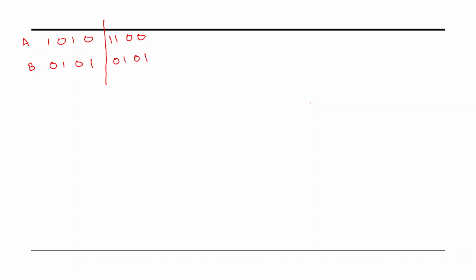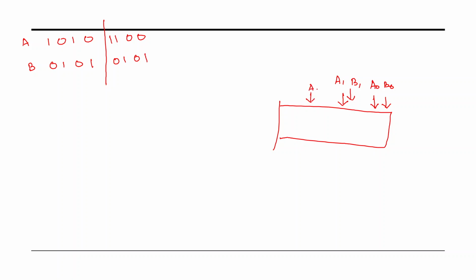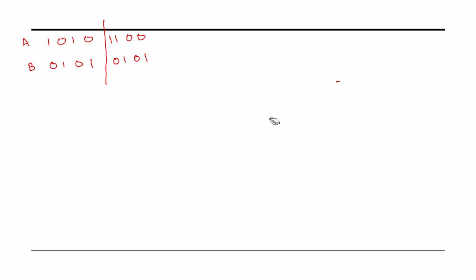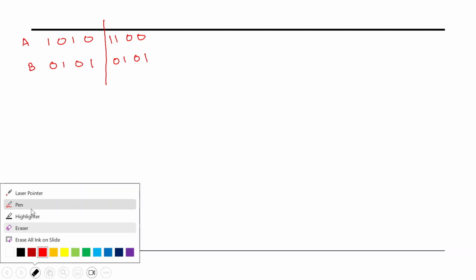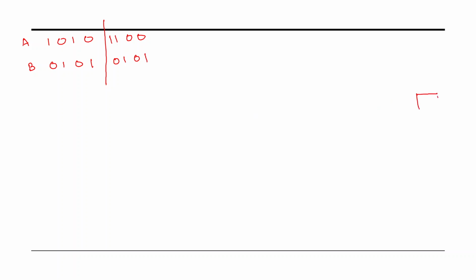What happens here? Once again, A naught, B naught, then A1, B1, A2, B2. Otherwise, I'll go with single blocks. The lower four blocks: A naught, B naught. This is going to be A naught to A7, and this is going to be B naught to B7.